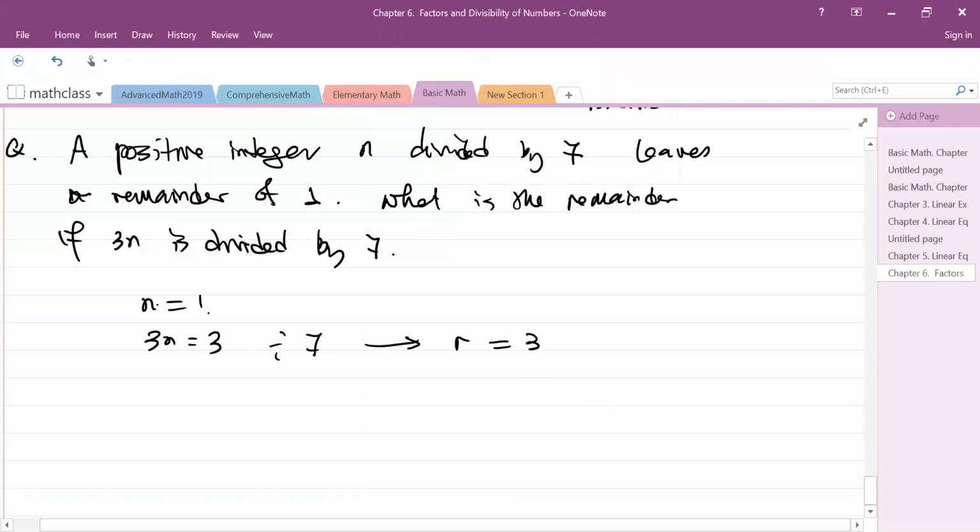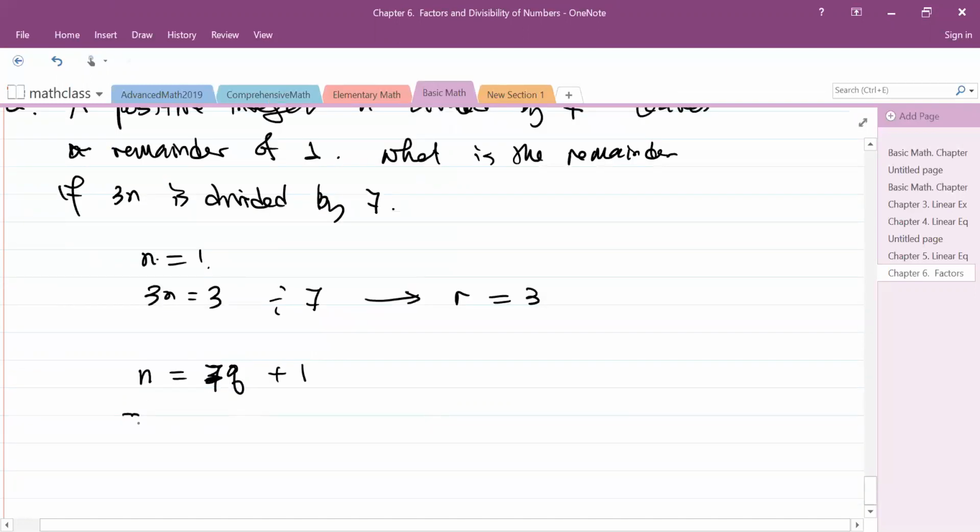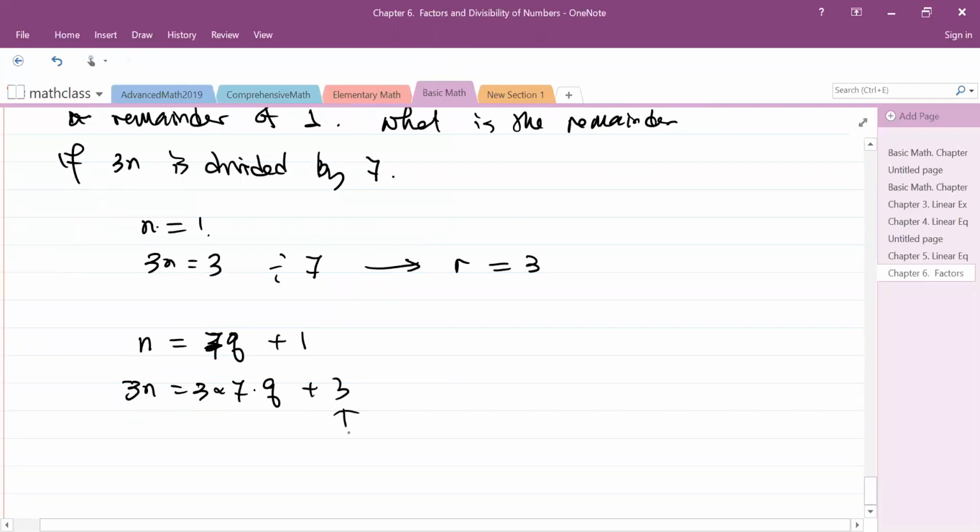And in general, why is this true? n divided by 7 is 7q plus 1. Then you multiply by 3, and there'll be 3 times 7q plus 3. So 3 is still smaller than 7, so this definitely is the remainder. This part can be written as 7 times 3q, plus 3.